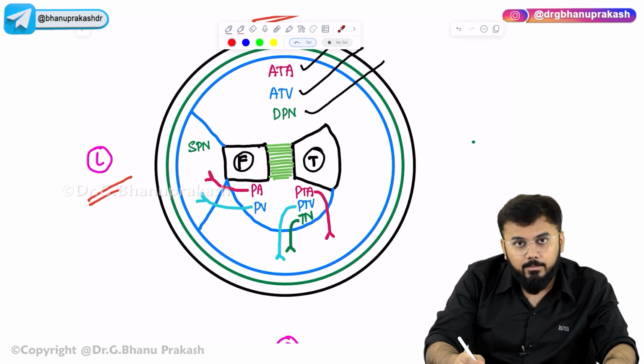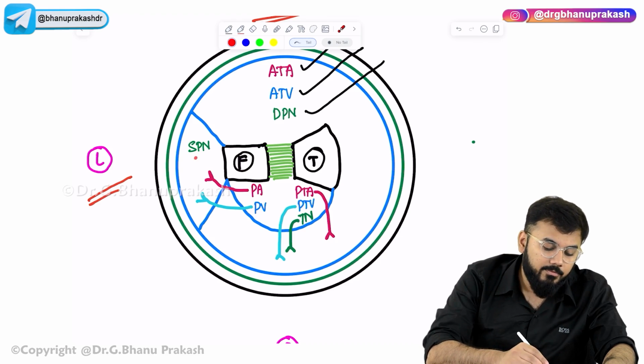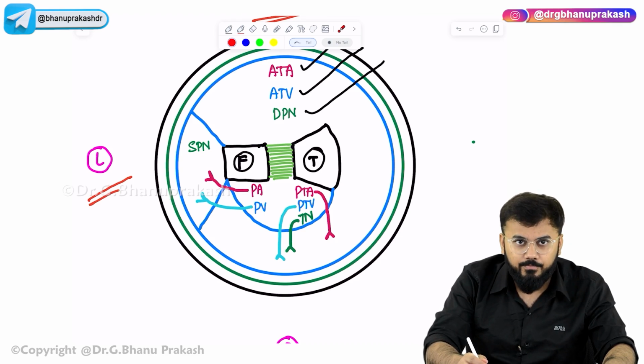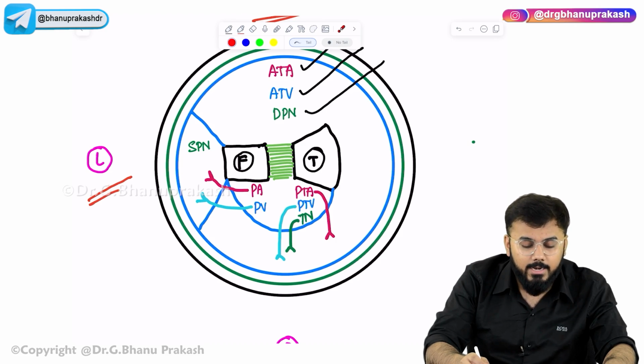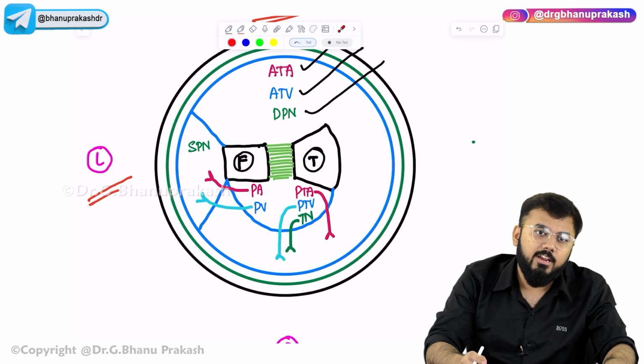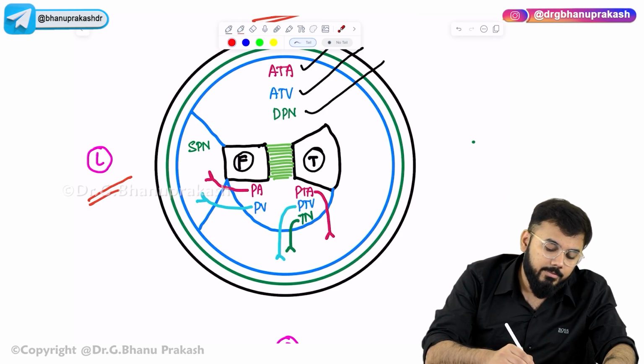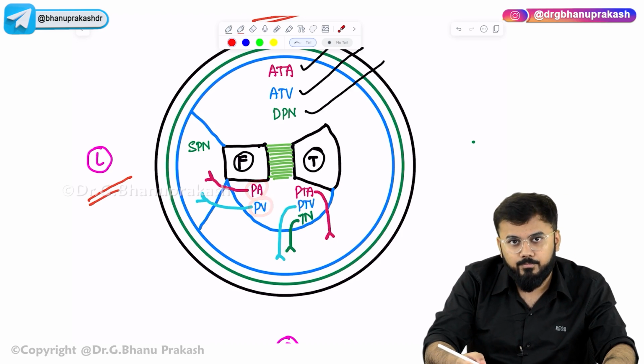So in the lateral compartment, do you have a nerve? Yes. What is the name of the nerve? SPN. SPN stands for superficial peroneal nerve. Along with the superficial peroneal nerve, do you have an artery? No. Do you have a vein? No. So the lateral compartment does not have an artery and vein by itself. Then from where is it receiving its blood supply? It is receiving it from the posterior compartment through the peroneal artery and peroneal vein.